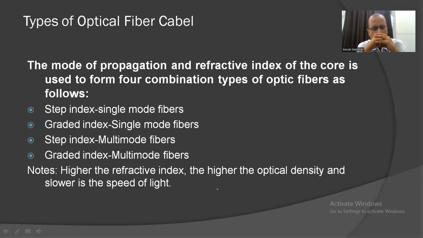One more thing I have written in notes is that the higher the refractive index, the higher the density. If optical fiber density is very high, then the speed of light is slow. So, if a cable with a lower refractive index is available, that cable will give us high speed data transmission.